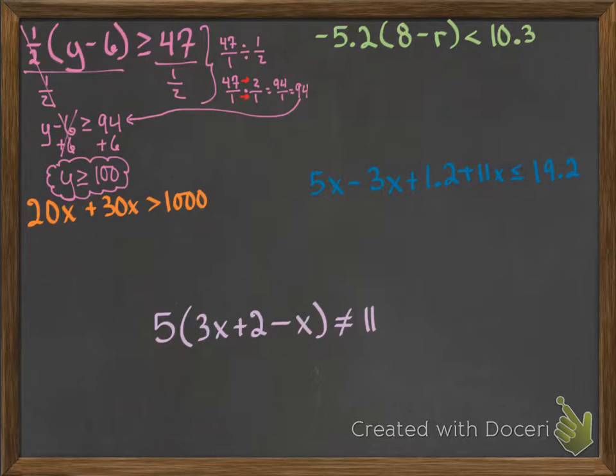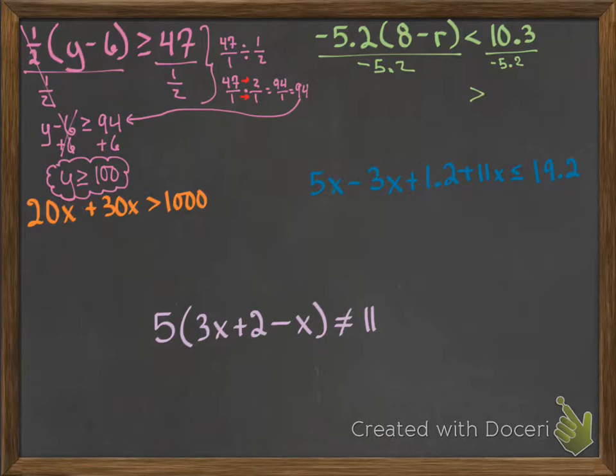Negative 5.2 times the quantity 8 minus r is less than 10.3. So, a lot going on here. Negatives, minus signs. Let's go ahead and break this down. So let's start by dividing each side by negative 5.2. And because I divided by a negative number, and remember, whenever you divide or multiply by a negative number in an inequality, you flip the symbol. So I always flip my symbol before I do anything else. So that less than changes into a greater than.